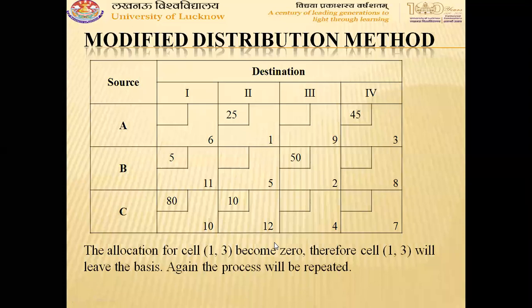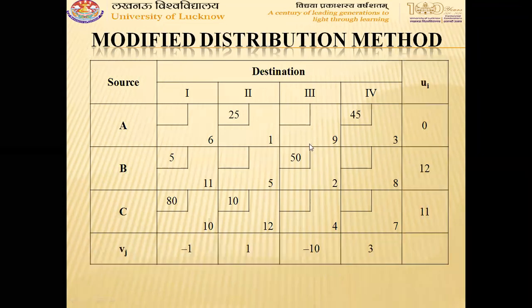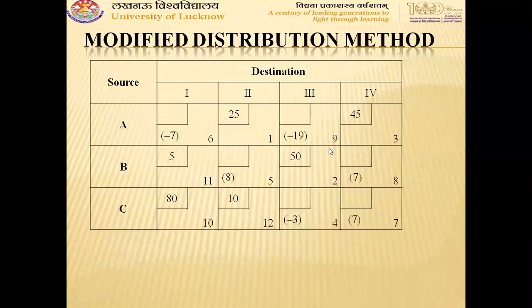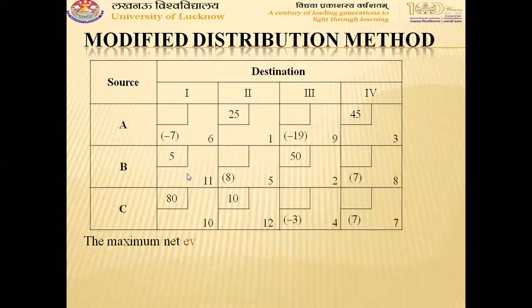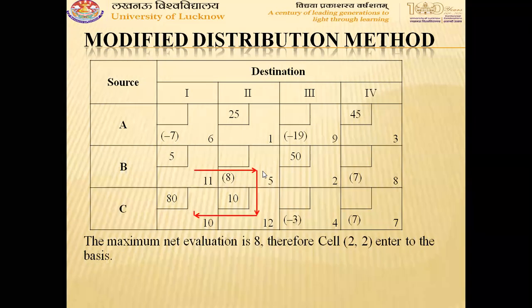And the next basic feasible solution is obtained as such. That means the allocation of this cell becomes 0. That means cell 1 comma 3, this cell was 25 and it will become 0. So cell 1 comma 3 leaves the basis. Then again we calculate ui and vj by solving ui plus vj equals to cij. Then calculate net evaluations. Then the maximum net evaluation is 8, that is for this cell. Then construct the loop in the same manner.